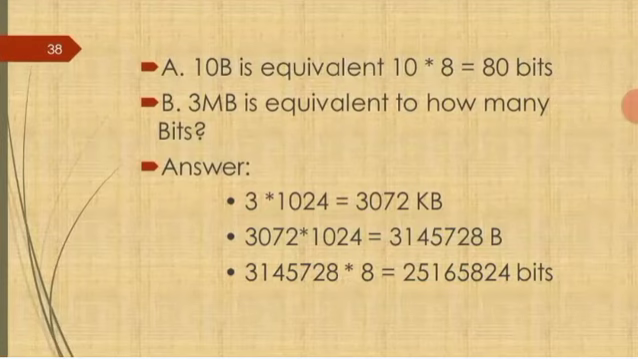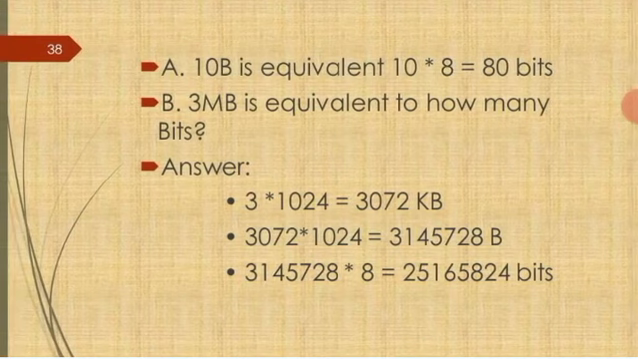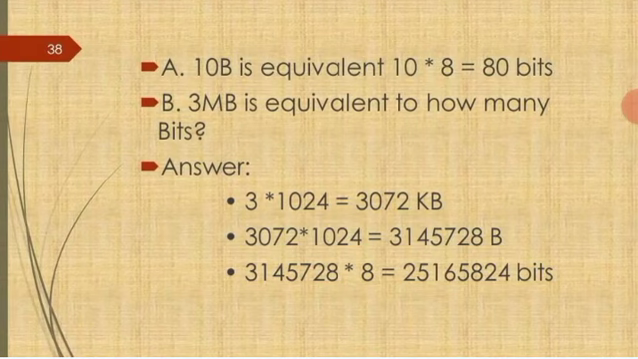On this slide, we're going to solve a problem. But before then, 10 bytes is equivalent to 10 times 8 bits. We know that in 1 byte we have 8 bits, so in order to get the bits, we multiply 8 times 10, which gives us 80 bits. In 10 bytes we have 80 bits. So if we want to know how many bits we have in a number of bytes, we multiply it by 8. Now, 3 megabytes is equivalent to how many bits?